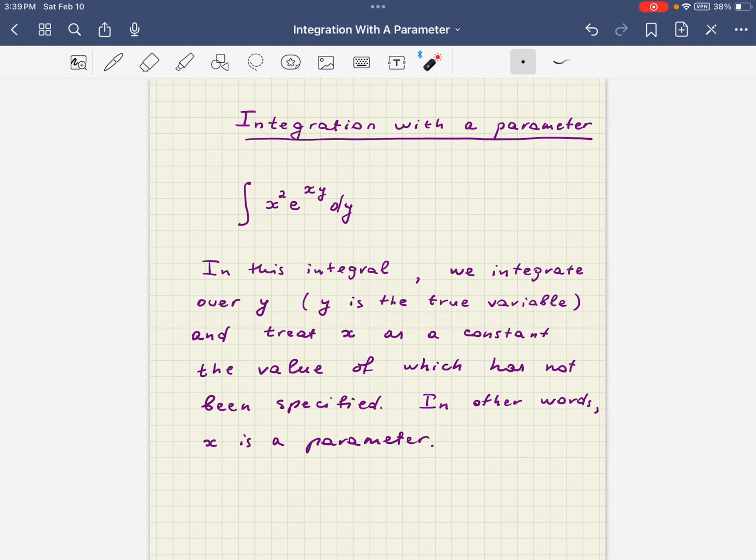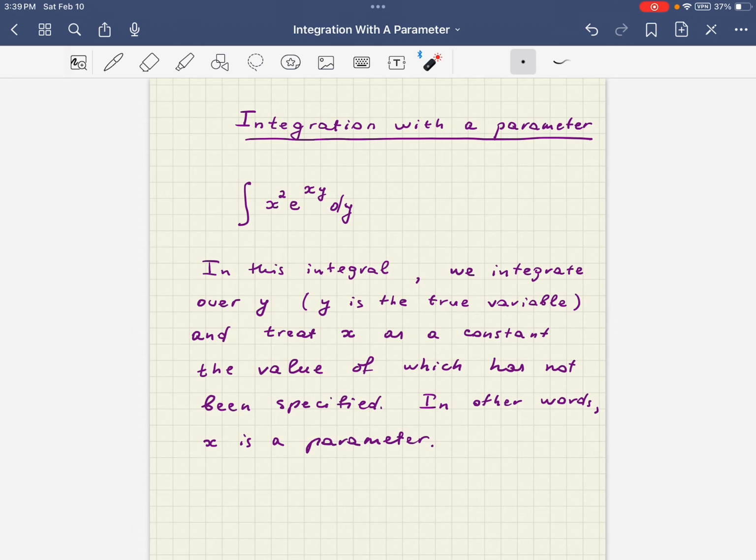The integral here ends with dy, and that indicates that the integration is performed over the y variable. In a sense, y is the true variable in this integral. On the other hand, x we treat as a constant, the value of which has not been specified.